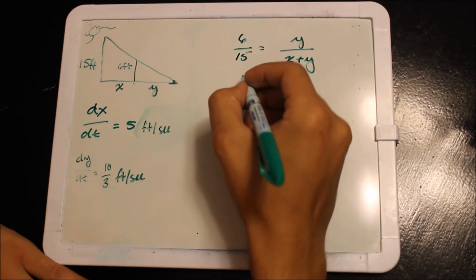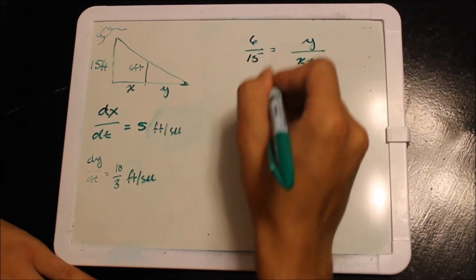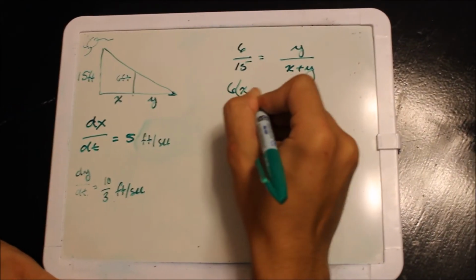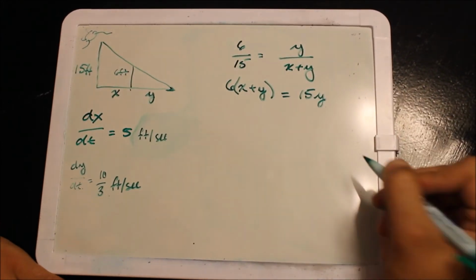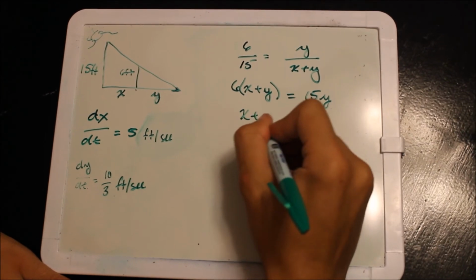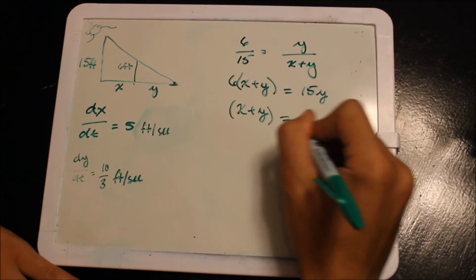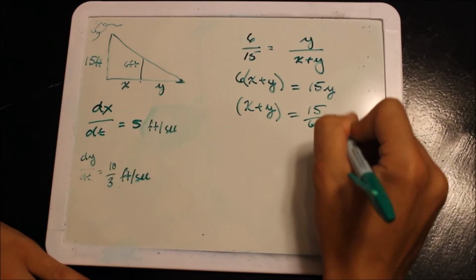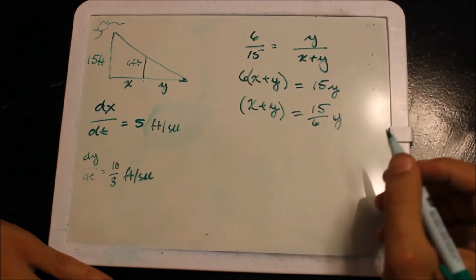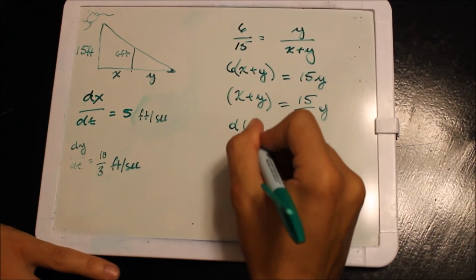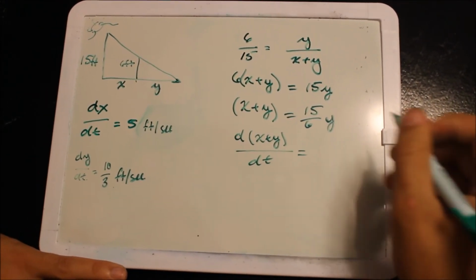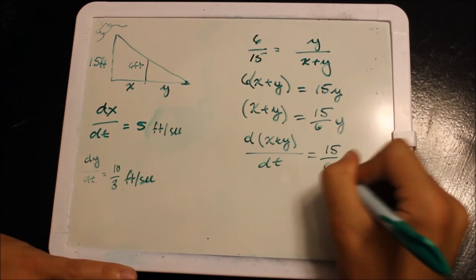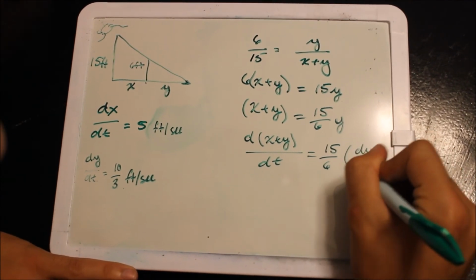Aw, show me, Dad. So the way you do that is you have to redo what you did before, so 6(x plus y) equals 15y. Then you isolate the x plus y because now we're looking for that. You get 15 over 6 y. Now you have to take the derivative of both sides. So you get d(x plus y) over dt, which equals 15 over 6 dy/dt.